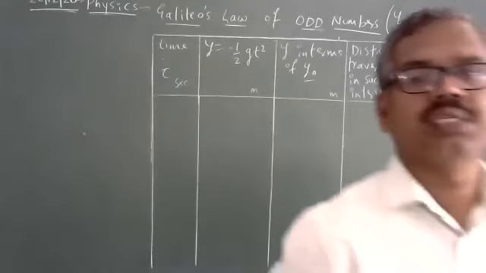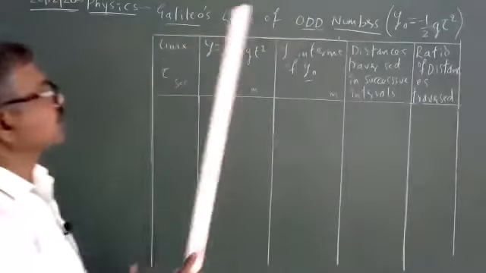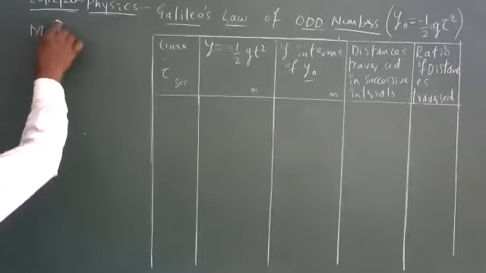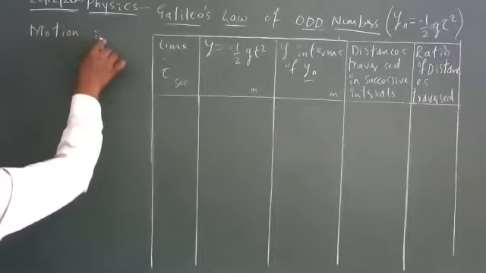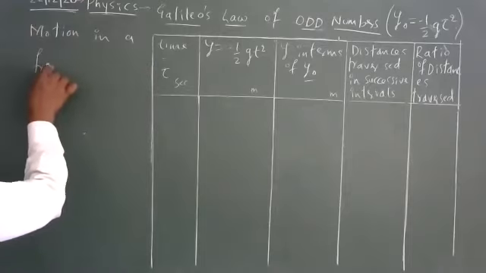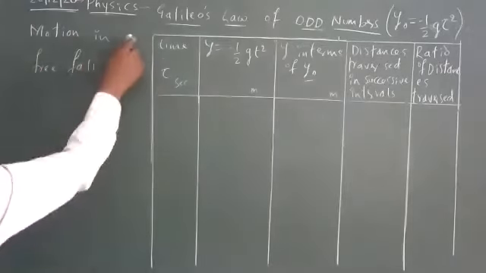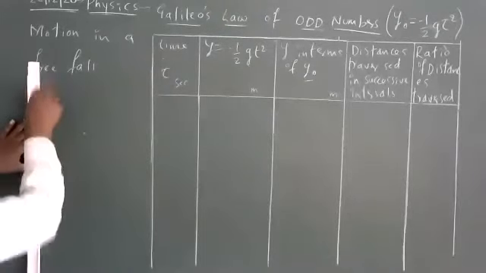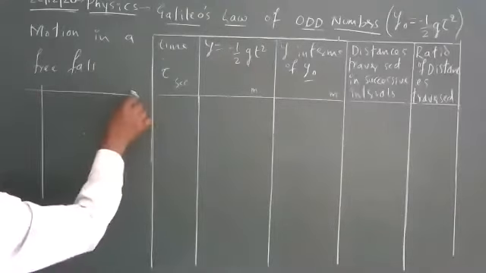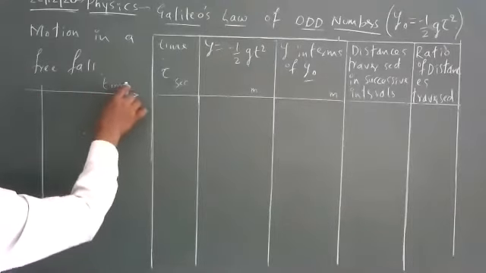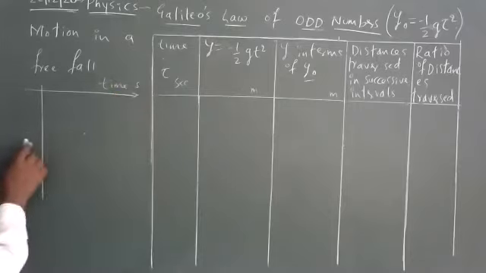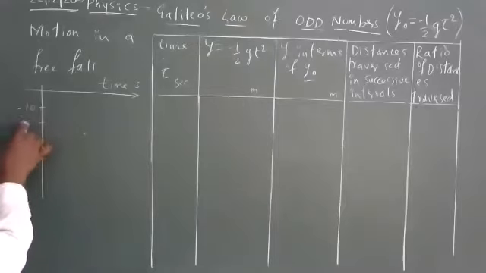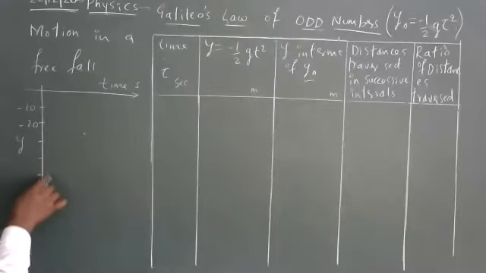To understand what is Galileo's law of odd numbers, we have a free fall motion. Motion in a free fall. And we will plot a graph of distance versus time. This is time in seconds. This is your y. And this is negative: minus 10, minus 20, minus 30, minus 40, minus 50, like this.